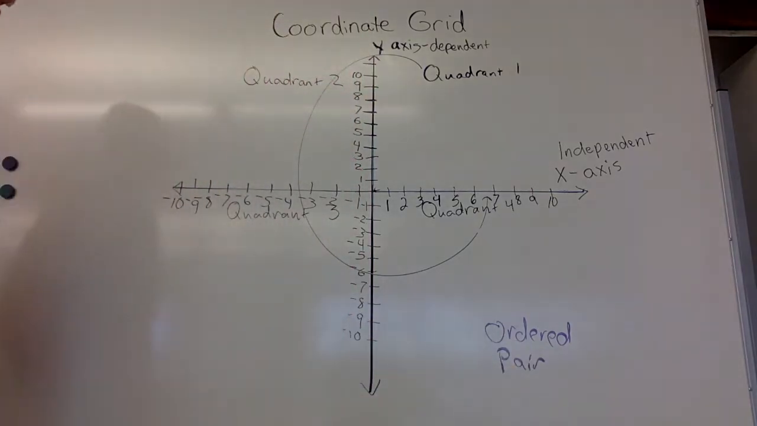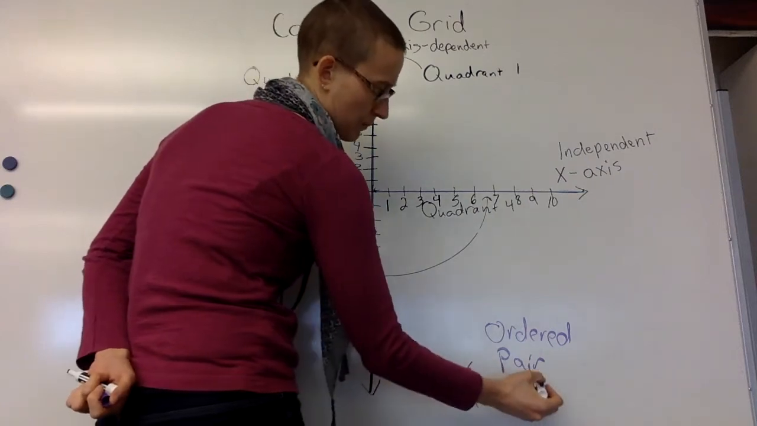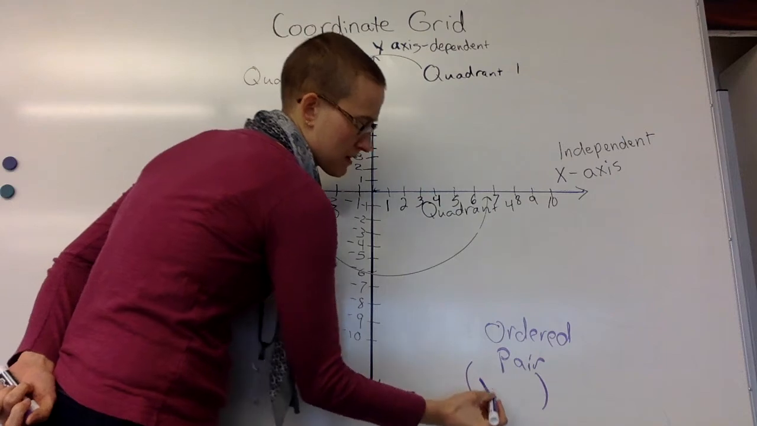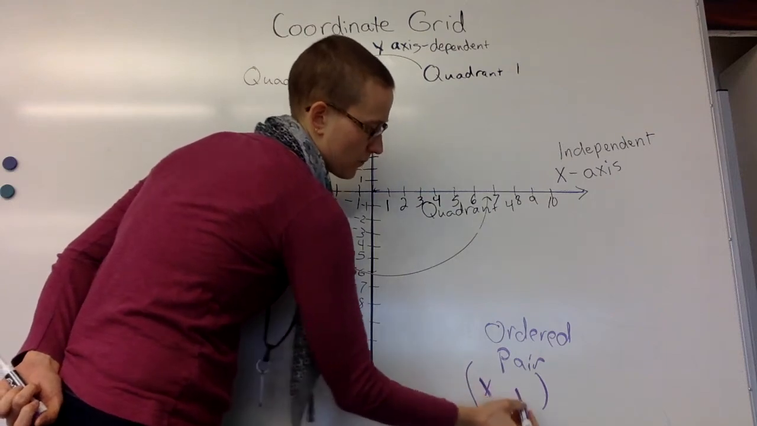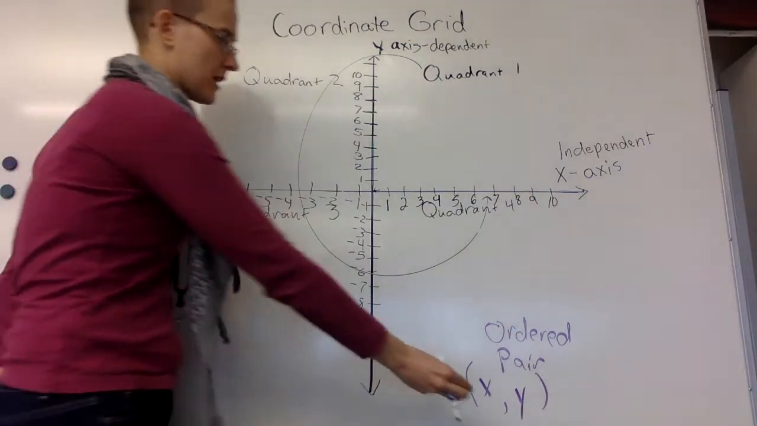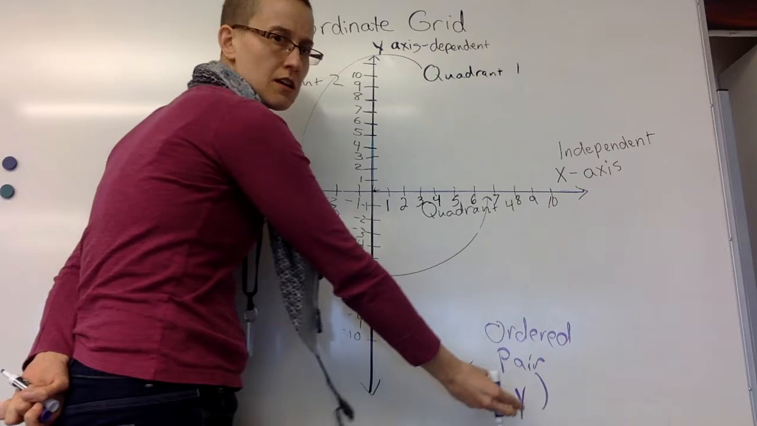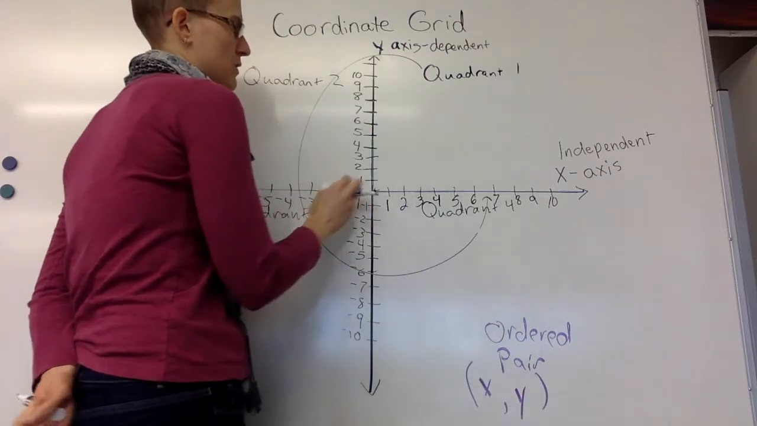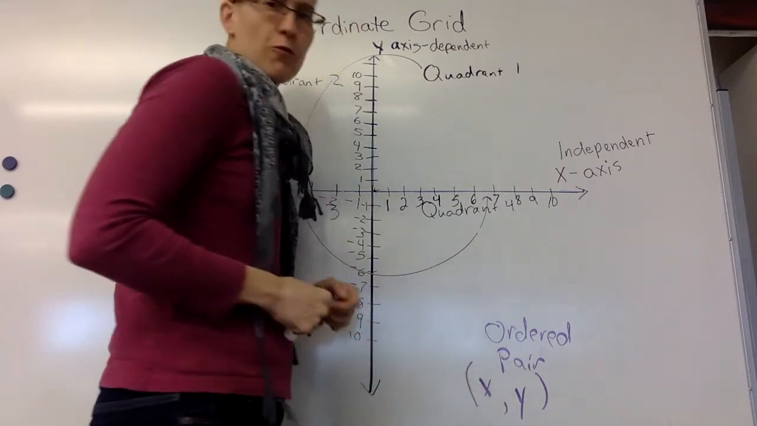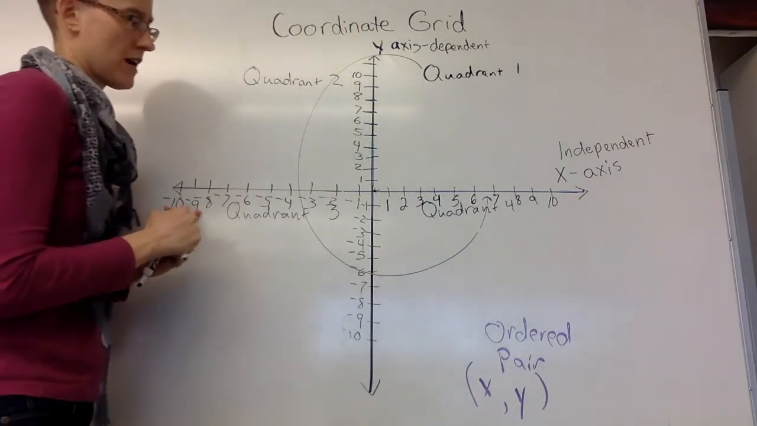So an ordered pair is sometimes called a coordinate pair as well, but it's a parentheses, and then within the parentheses, we give an x value and a y value. The x value refers to the placement along the x-axis. The y value refers to the placement along the y-axis. We always plot x before y. X is always the first value.